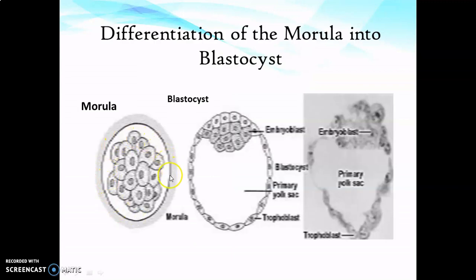As you can see here, this ball of cells is known as morula. Fluid seeps or fills in between these cells, forming a cavity like this. This cavity is known as blastocyst. There are two populations of cells, as you can see here in the blastocyst. One population of cells lining this cavity is known as trophoblast, and one population of cells seen as a cluster at one pole of this cavity is known as embryoblast.